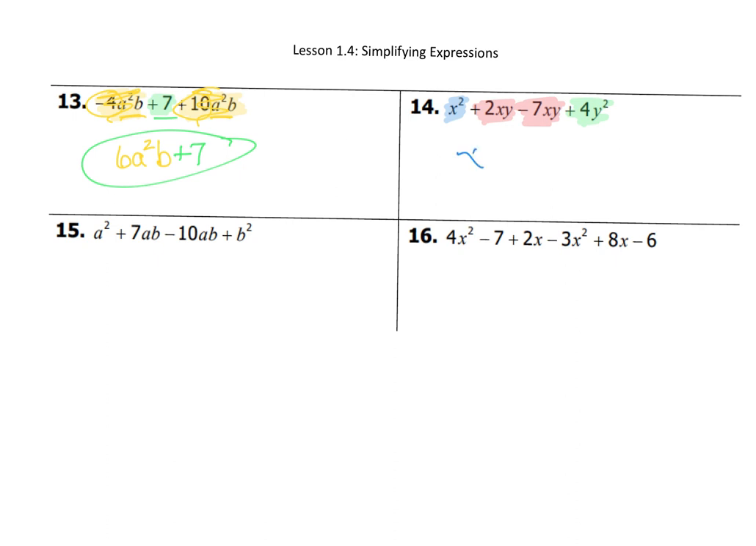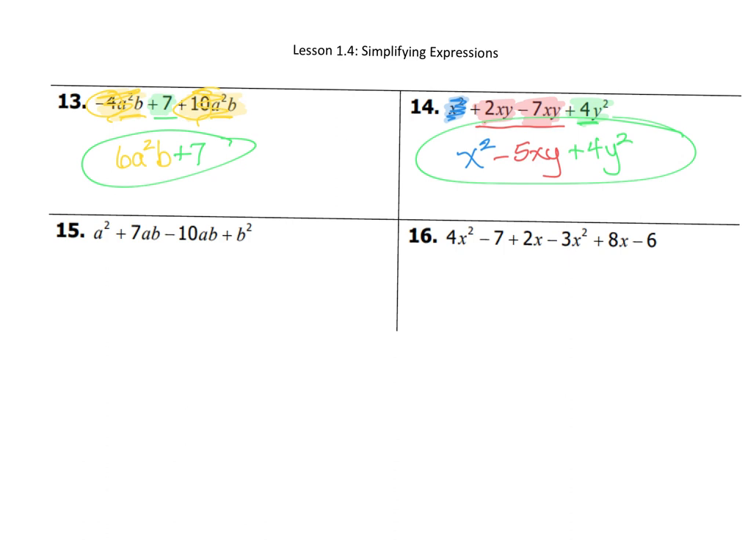So we're going to have x squared that comes down by itself, no one to combine with. My positive 2xy minus 7xy. Positive 2 minus 7 is negative 5, and then we put xy after it. And last we have positive 4y squared. Because it had no one to combine with, we just bring it down.